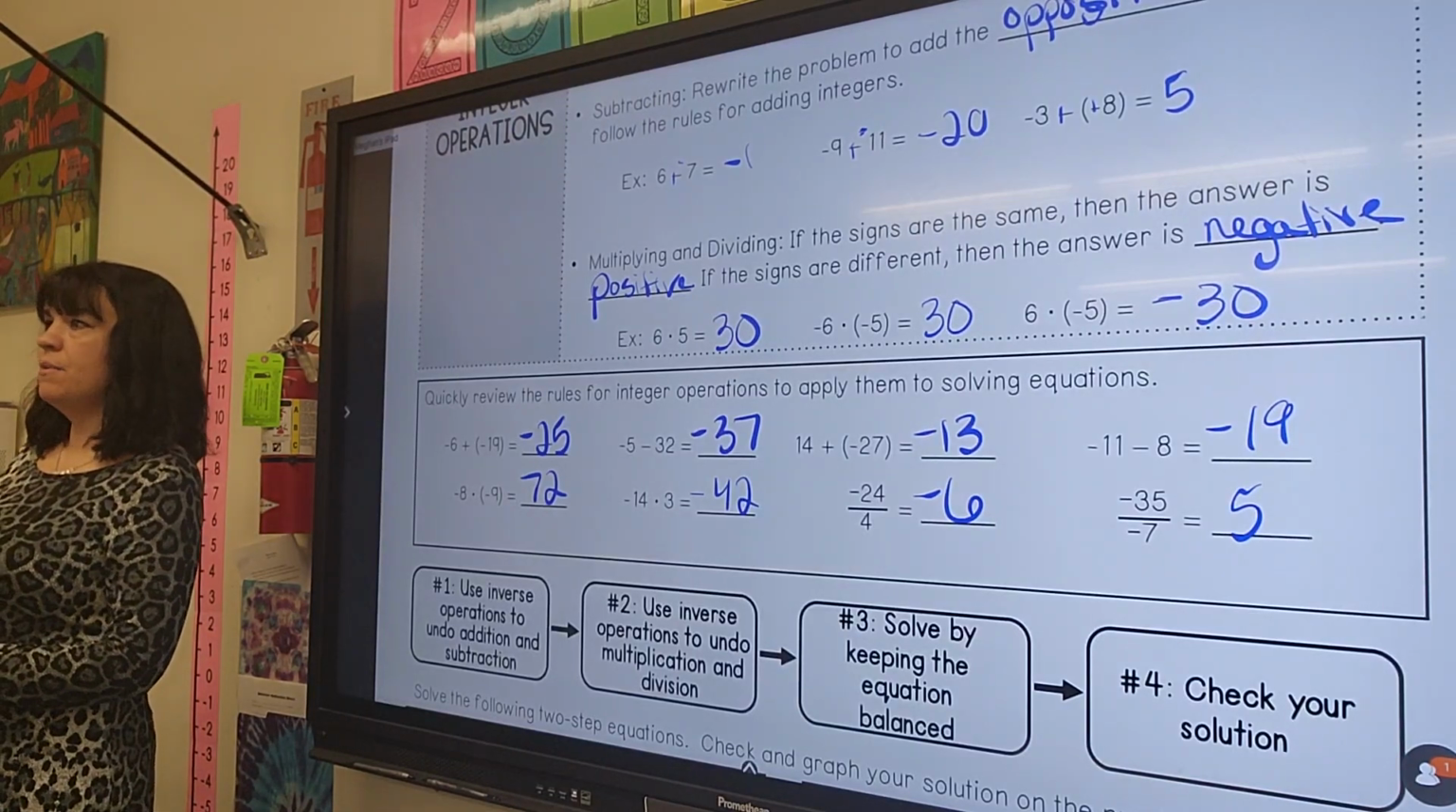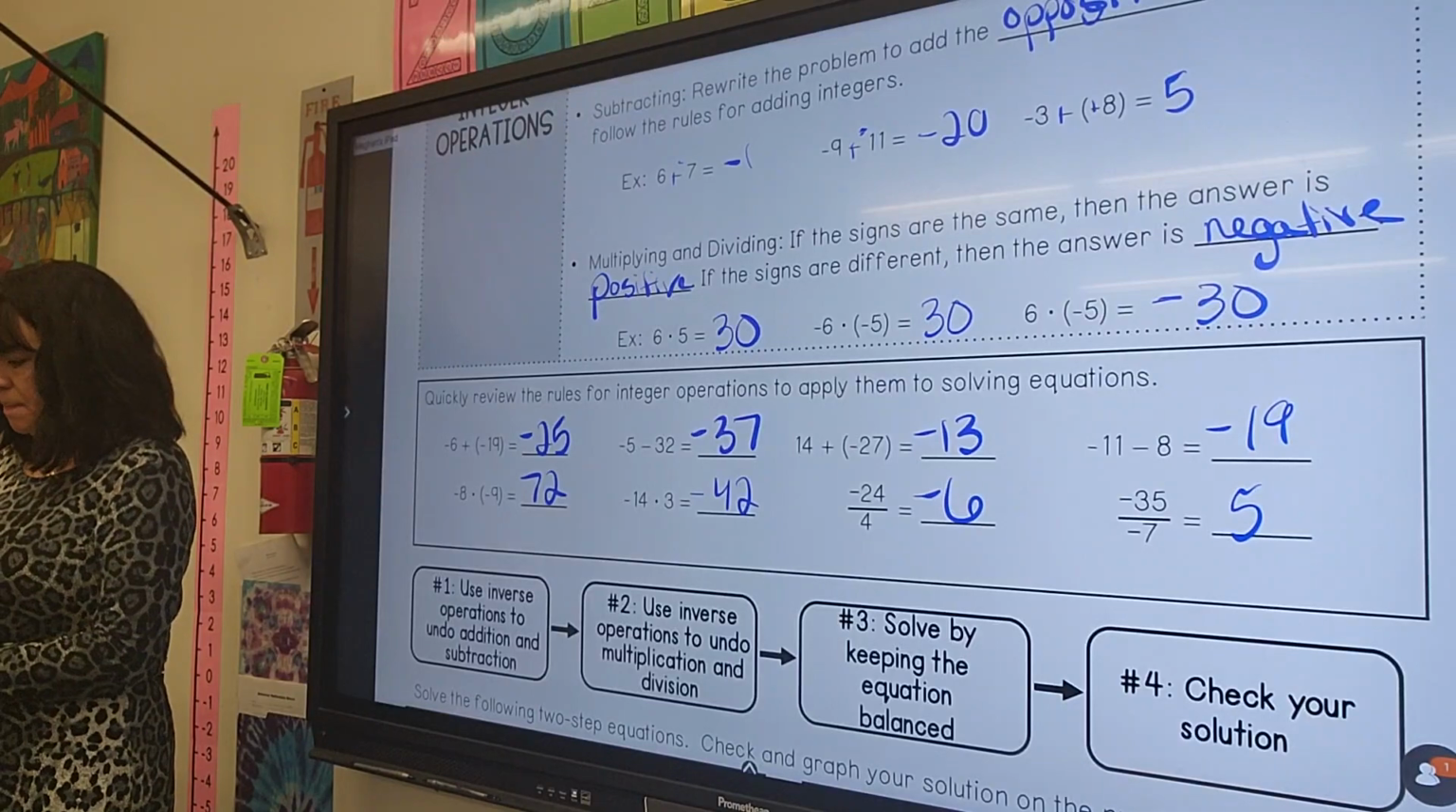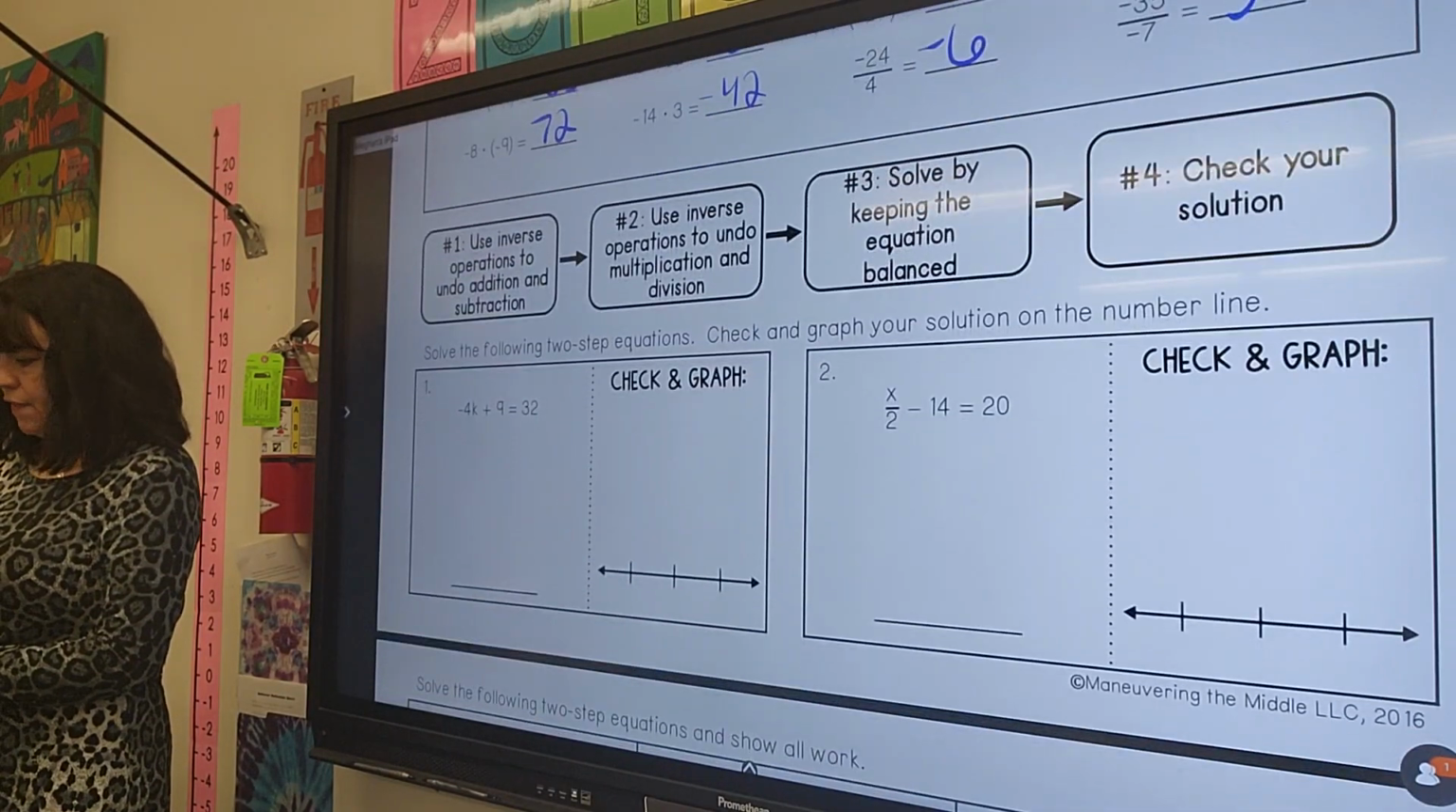Any questions on any of those, you guys? On why they are the way they are? Okay, good job. So now we'll get into solving equations.